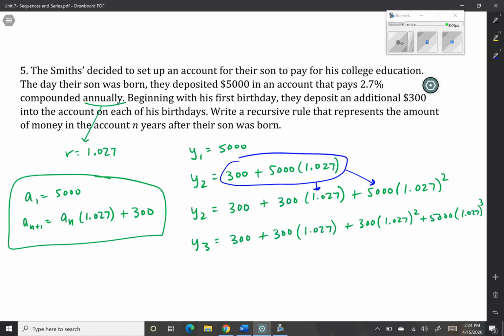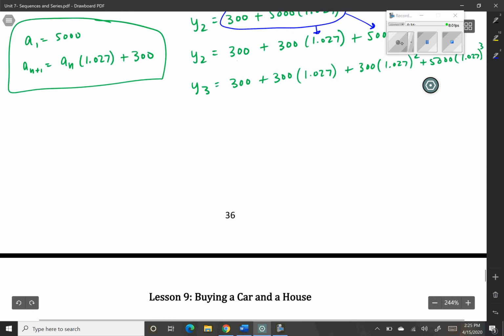Now, you might be looking at this and saying it's not geometric, and it's because it's not. Because the initial investment of $5,000 is different than the yearly investment of $300, I can't write a geometric rule for this, so the only rule I can actually come up with would be a recursive rule. If I wanted to figure out how much money he had on his, say, 18th birthday, I'd have to find the value of all 17 years before that and add it all up. That would be the only way of doing number 5. They wouldn't ask you to do that. I wouldn't ask you to do that. My interest here is just that you see how the pattern comes to fruition.